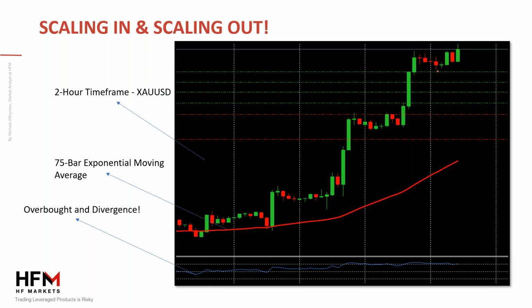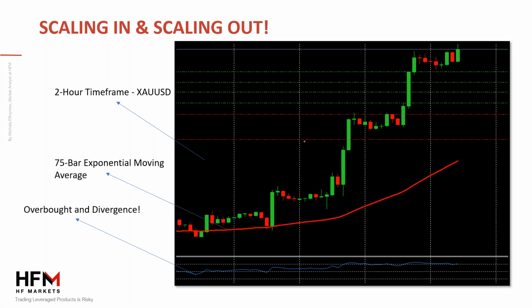So here, ladies and gentlemen, the price is increasing. I may think it's too expensive. I may look, for example, here at the RSI and say there's divergence there. It's overbought in terms of its status. It's very high above the 75 bar exponential moving average. So maybe it's going to retrace back to this trend line because it's very, very expensive. Some people may believe that. It's absolutely fine.